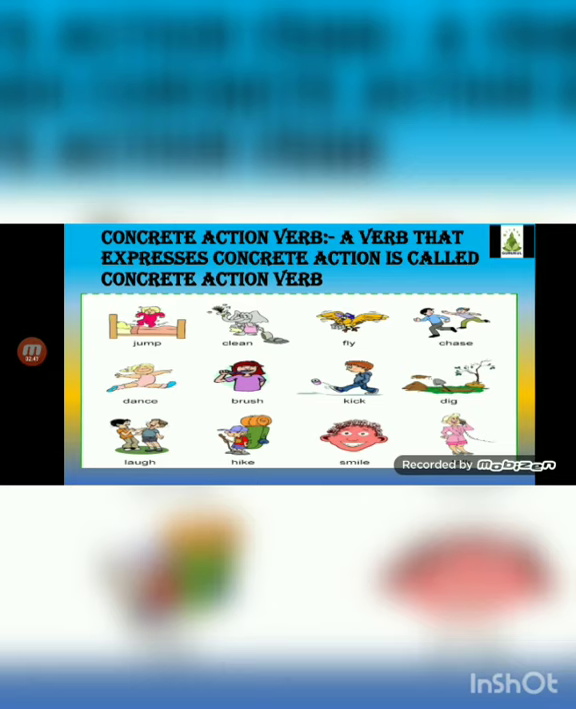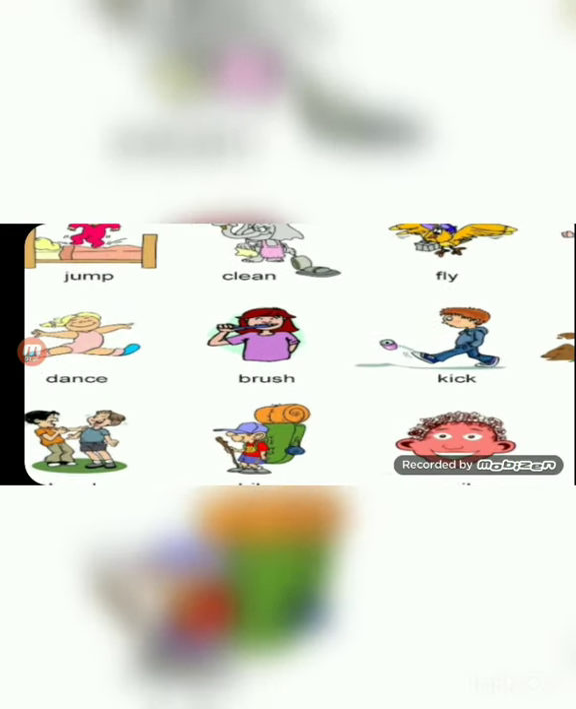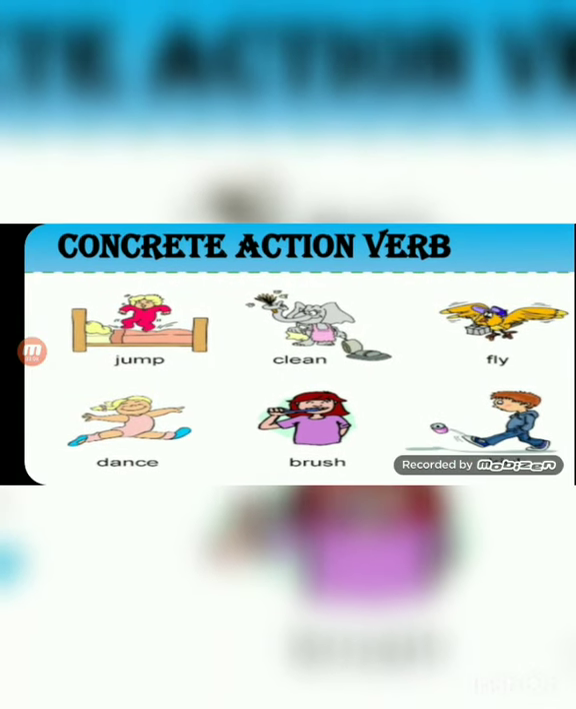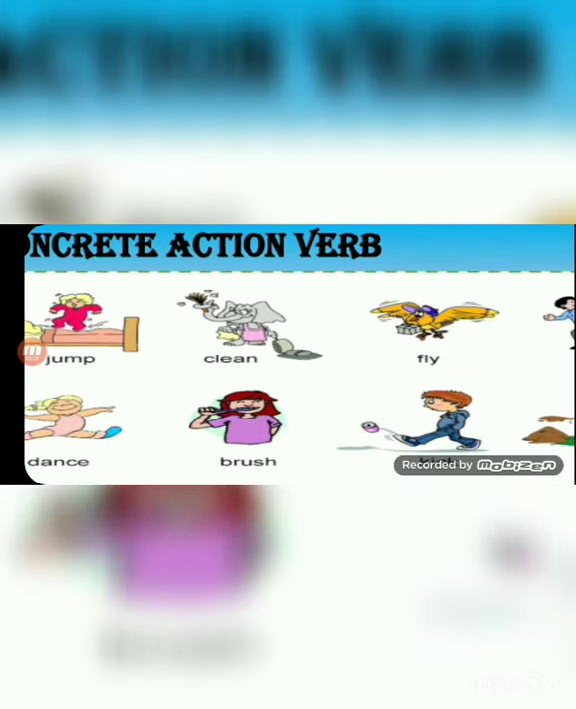Let's understand. The first one is the concrete action verb. A verb that expresses concrete action is called a concrete action verb. Here, as the word suggests, concrete means which involves physical activity or physical actions which involve the movement of our body parts. For example, jump. Here, we are involving our body in moving and jumping on the bed. Clean, we use our hands. So, our physical body parts are used to perform an action.